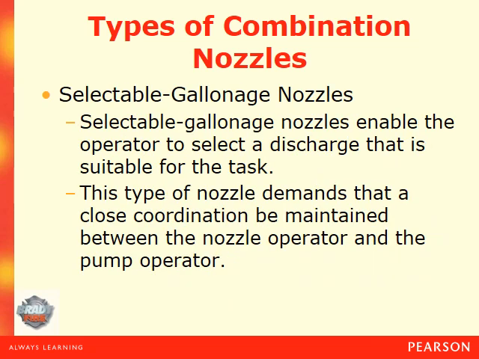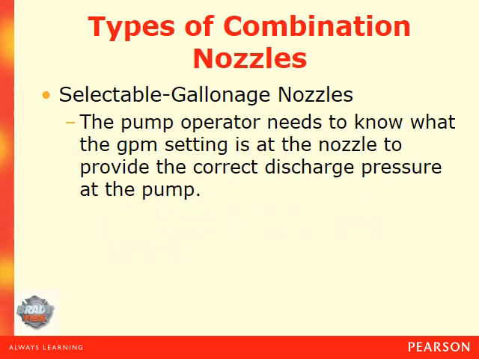You have selectable gallonage nozzles. Selectable gallonage nozzles enable the operator to select a discharge that is suitable for the task. This type of nozzle demands that a close coordination be maintained between the nozzle operator and the pump operator. The pump operator needs to know what the GPM setting is at the nozzle to provide the correct discharge pressure. So the nozzle will not work effectively unless the pump operator knows how many gallons you're flowing. If the pump operator knows how many gallons you're flowing, then they can set the pump at the proper pressure to make sure you get what you need to operate effectively.